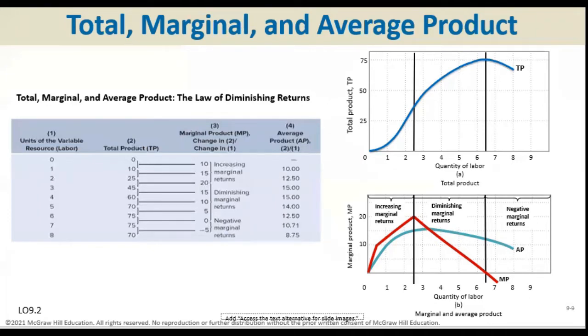The average product, we define simply as the output per unit of labor. Another thing to notice here in graph B is that the marginal product intersects the average product at the maximum average product. So you see that the marginal product here intersects the average product at the maximum.